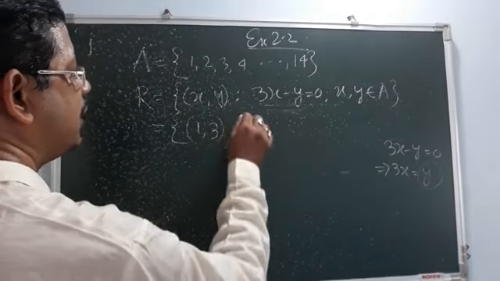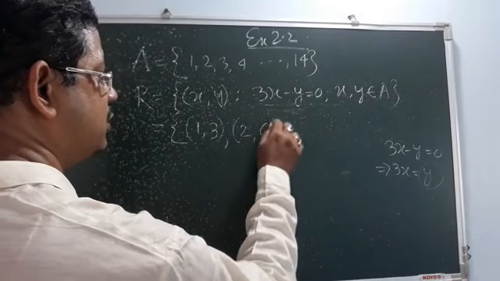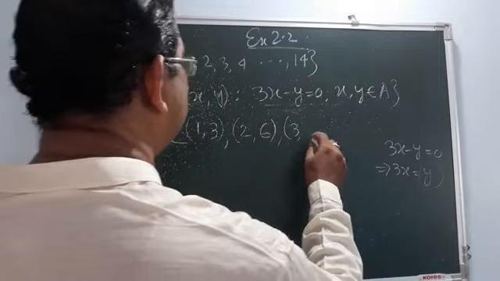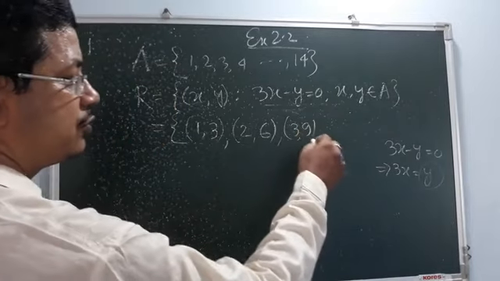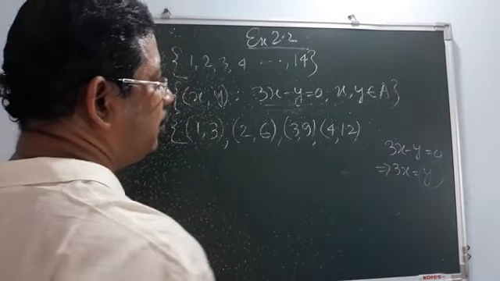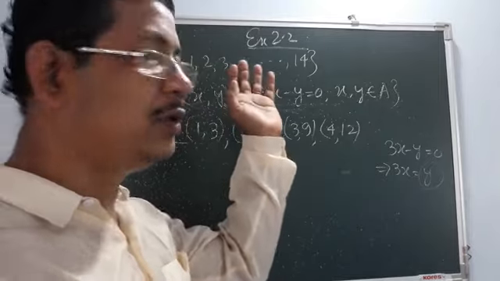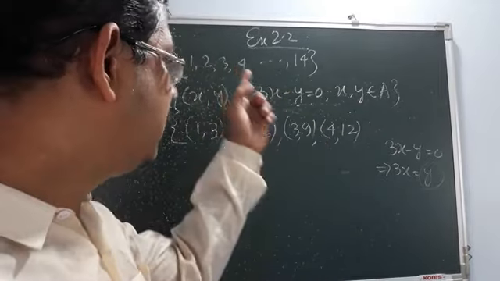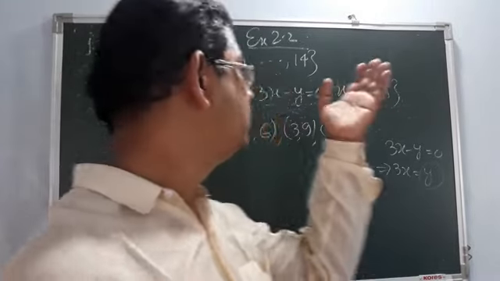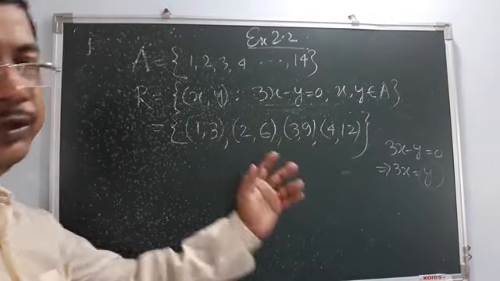Now if we put the second element 2 as the value of x, y will be 3 times this, that is 6. If we put 3, then it will be 9. If we put 4, then it is 12. But if we put 5, and 5 is also there, 5, 6, 7, 8, 9, up to 14, but then 5 threes are 15. Y will be out of this set, so we cannot put this. So our R is up to this much.